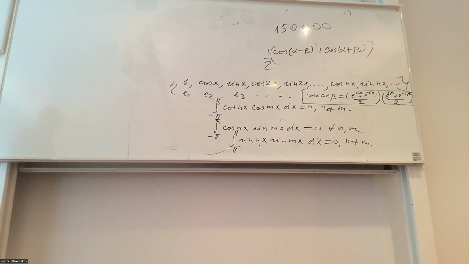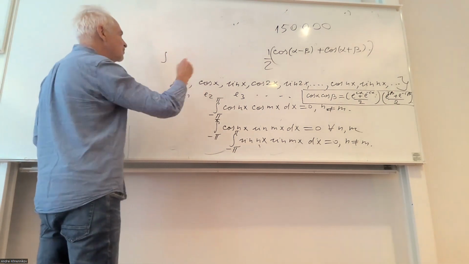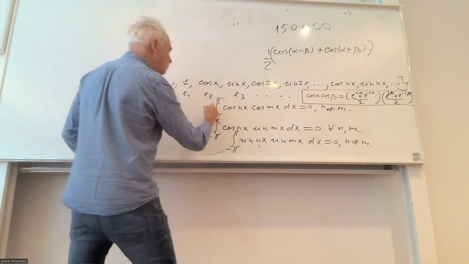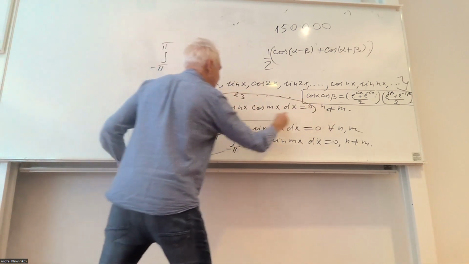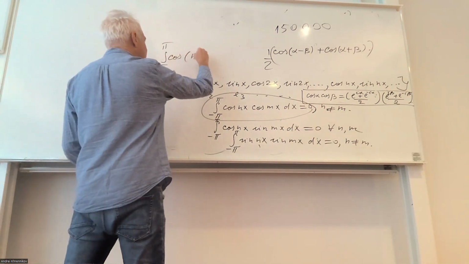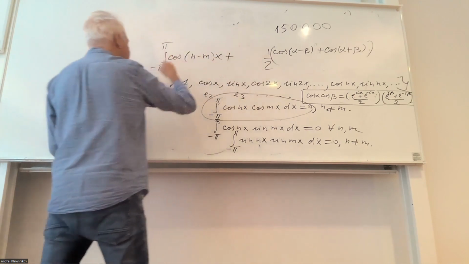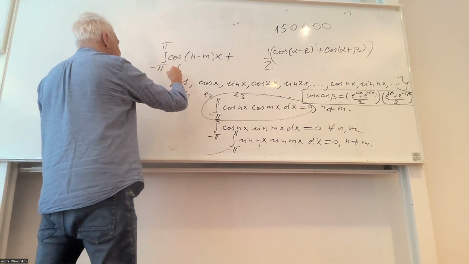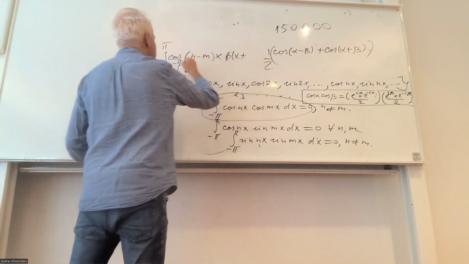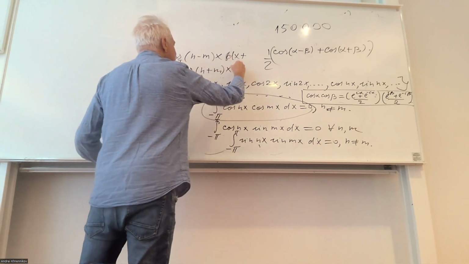Okay, so that was the story around this formula, and now we can calculate it, yes? Because of this, integrate from minus pi to pi. Here will be, for example, this one. It would be the integral of cosine of (n minus m)x, plus one half, which we forget because we expect it to be 0, from minus pi to pi, dx, plus the integral of cosine of (n plus m)x dx.